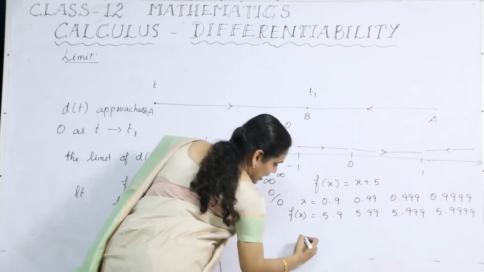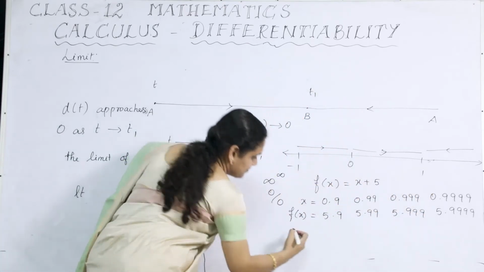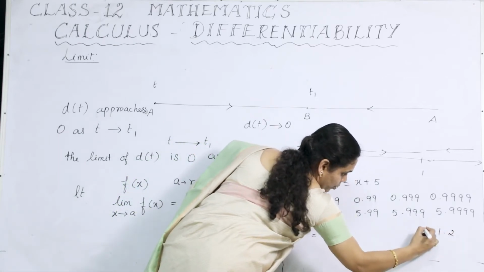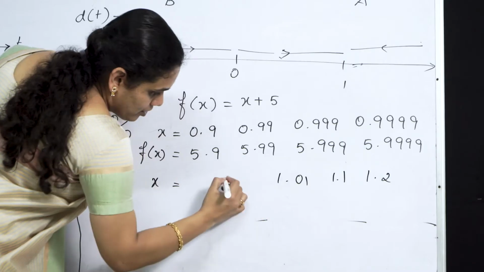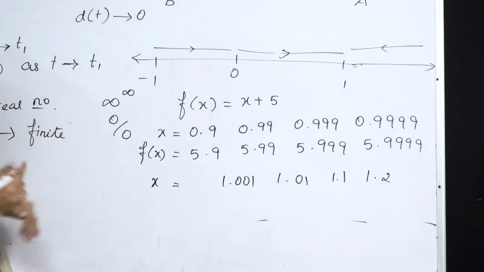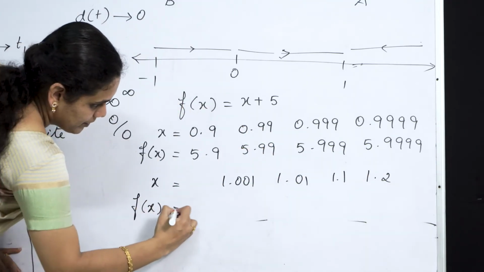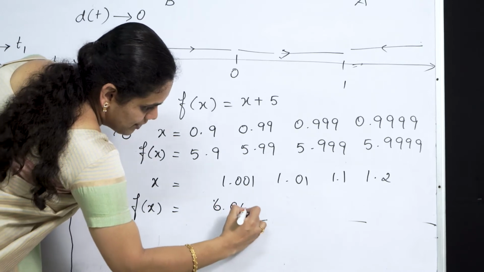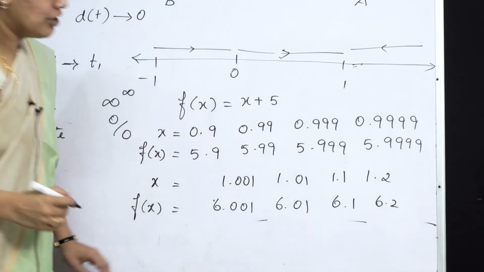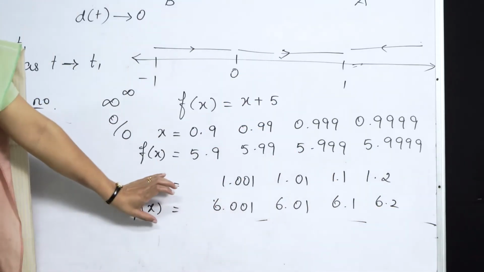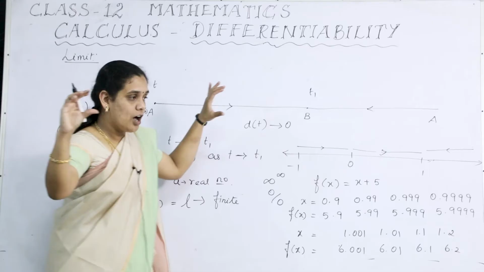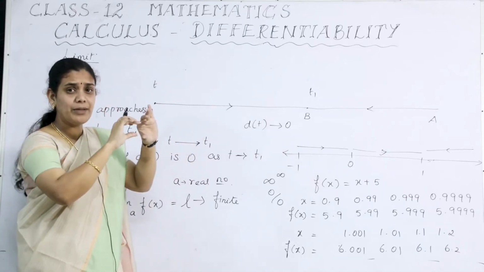All right. So then what will happen from the right side? So right side is, for example, 1.2, 1.1, 1.01, 1.001, right? It is also approaching 1 from the right side. Therefore, this f of x will become 6.001, 6.01, 6.1, 6.2. So from the right side also it is approaching 6, and from the left side also it is approaching 6. So we can approach the value from either side.